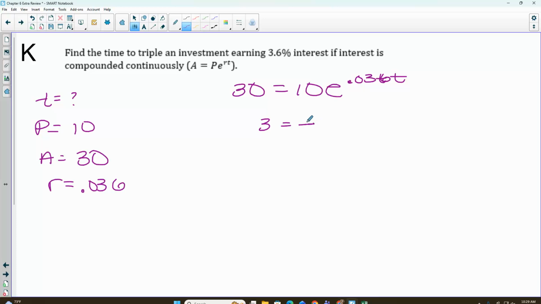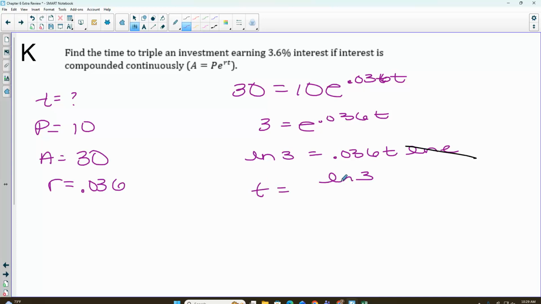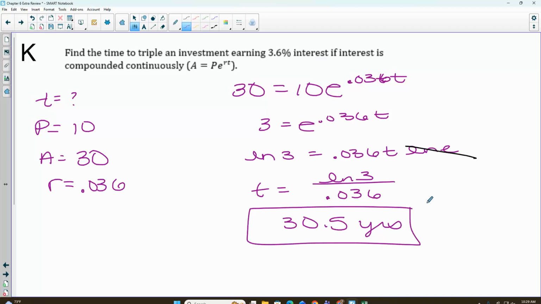Divide by 10. No matter what you picked for your A and your P, you should have this after you divide. So then, because we have an e, we add a natural log. An exponent comes down. We know the natural log of e is 1, so that just cancels off. So then, to get t by itself, we just divide by 0.036. And that gives us 30.5 years. Is that one okay?